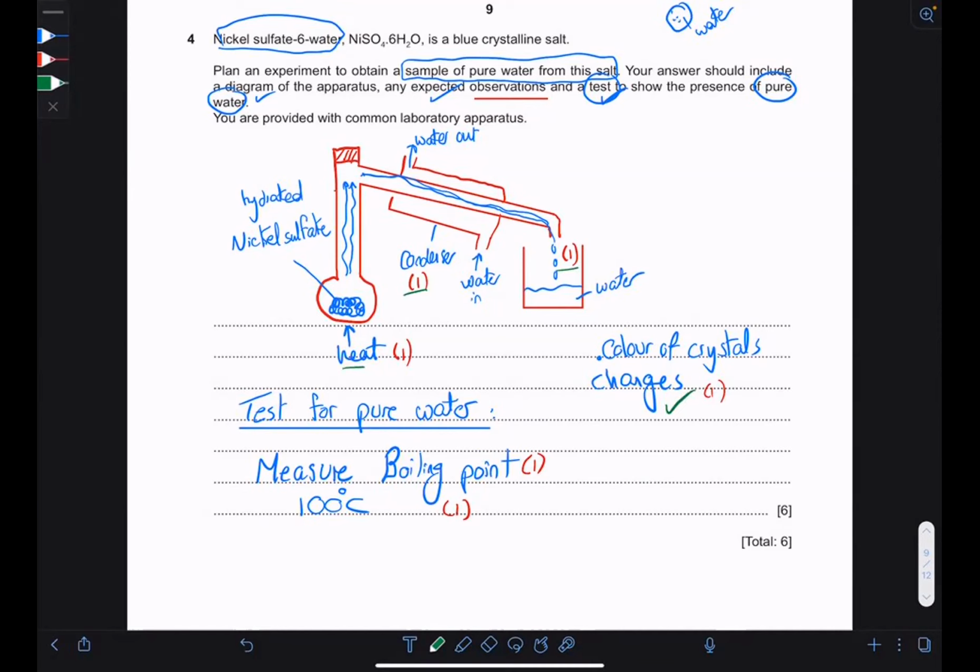The test for pure water, you can never say anhydrous copper sulfate or anhydrous cobalt chloride because these are chemical tests and they do not prove that the water is pure. He here insisted that you test that the water is pure. The only test is measuring the boiling point. It should be 100 degrees Celsius sharp.